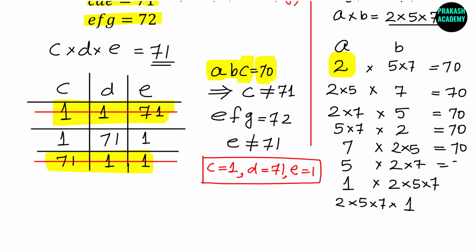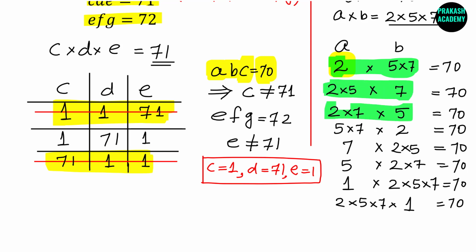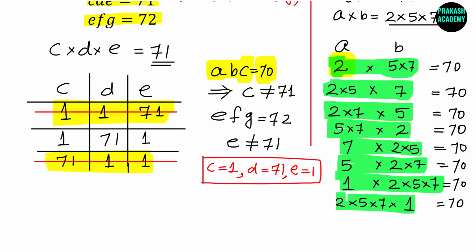So this is 70. You see how many possibilities I have. What are the possible solutions for A and B? A and B can be 2 and 35, or 10 and 7, or 14 and 5, similarly 35 and 2, 7 and 10, 5 and 14, 1 and 70, and then 70 and 1.